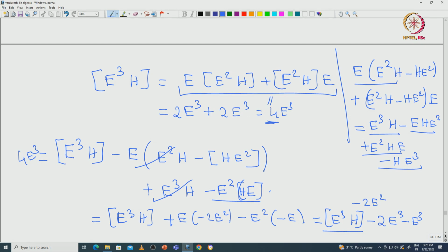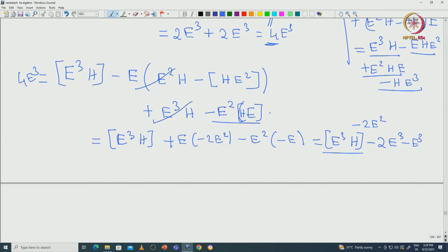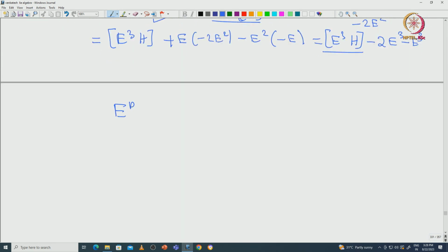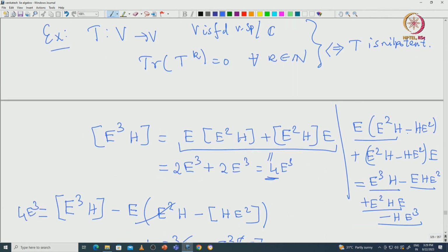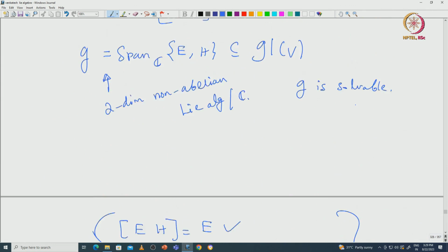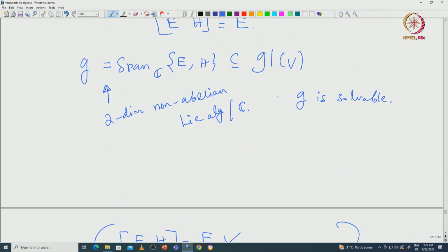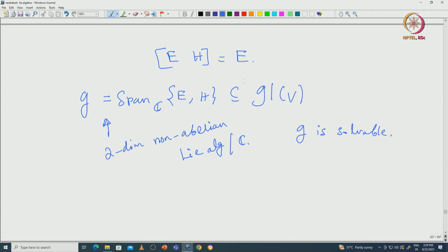So whatever it is, what I am trying to say is that if you compute any E power k H, you can see that there will be a non-zero scalar and then E power k will be there. This is something you can easily verify. That would imply that trace of E power k is 0 for all k, so that will imply that E is nilpotent. So this is one way to verify by doing explicit computations. Here I have used solvable Lie algebra representation 3 to prove that E is nilpotent.